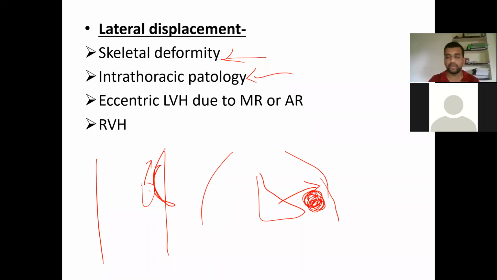This is going to pull it like this, or there is a massive edema, like fluid or air accumulation, like pneumothorax or massive hydropneumothorax or even massive pleural effusion, that is going to shift the apical impulse. Like it is here, it is going to be pushed laterally.